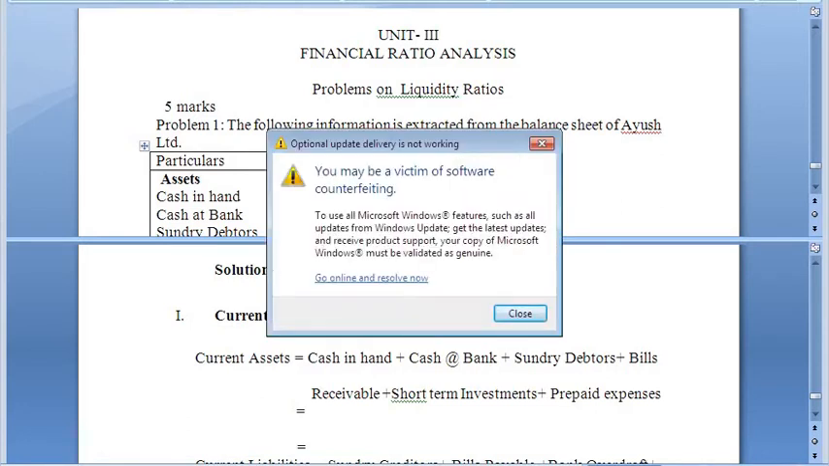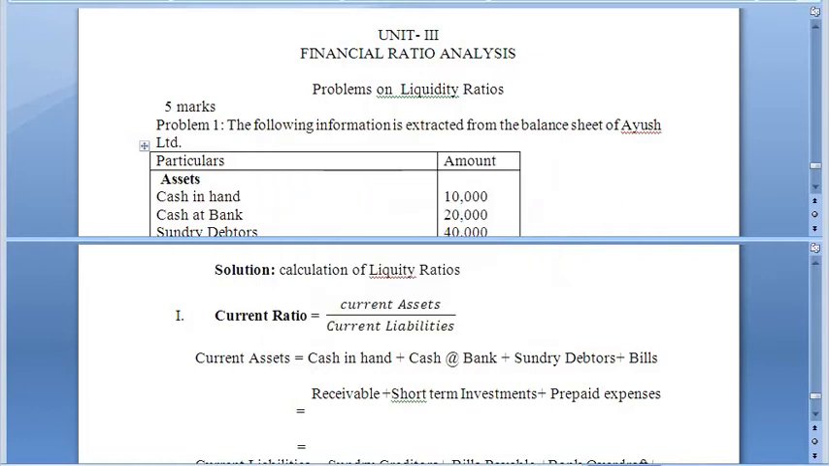Second one solvency ratios, third one efficiency ratios, and the fourth one is profitability ratios. Okay, first one is liquidity ratios. Liquidity ratios will be calculated to find out the liquidity position of the firm. Now what do you mean by liquidity position? It is the firm's ability to repay the short-term obligations. That is, how well the firm is able to repay their current liabilities. To find out that, we use the liquidity ratios.